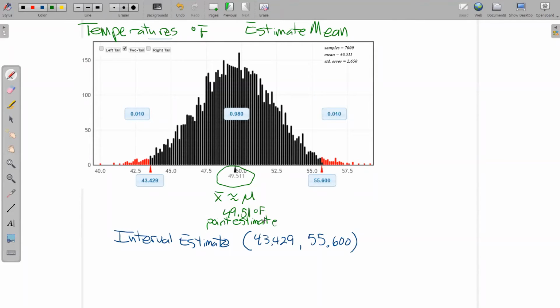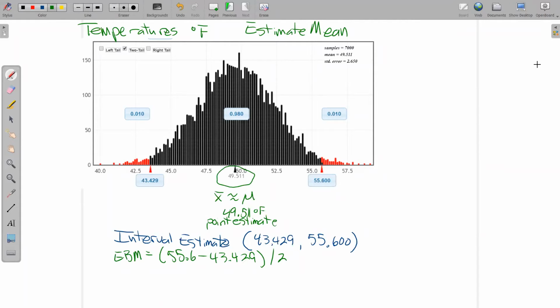So let's do that. The recommended way to find the margin of error from StatKey, so let's put that over here, I guess. The error bound on the mean is to subtract these numbers, right? Find the distance and then divide by 2. So what is 55.6 minus 43.429? And then cut it in half, right? So we take the whole width and we find half of it, which is similar to taking the upper number minus the middle or the middle number minus the lower, but because this is a simulation, it's not perfectly symmetric. So this is the safer way to do it.